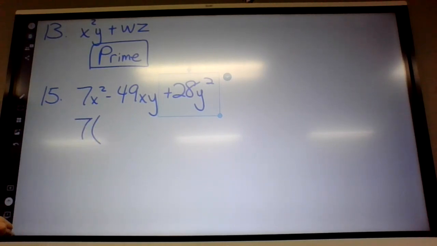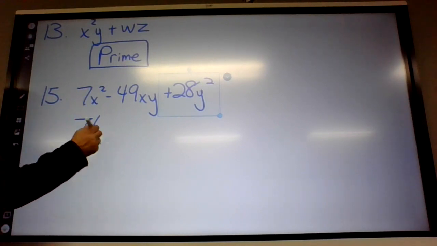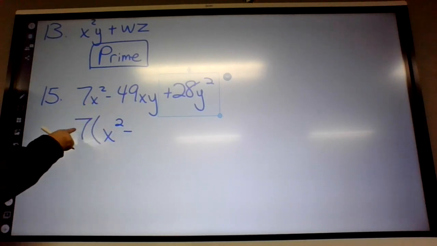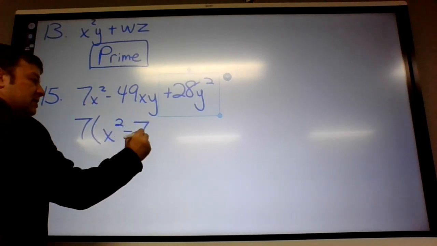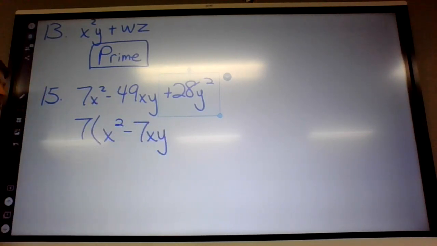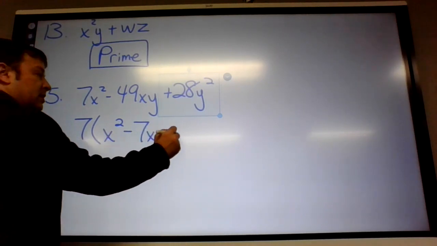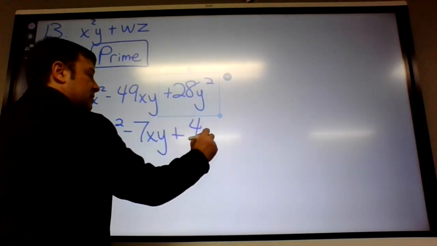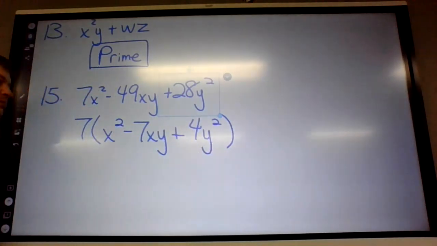If I divide this term by 7, I get squared 49 divided by 7. And then plus 28y squared divided by 7 is 4y squared.